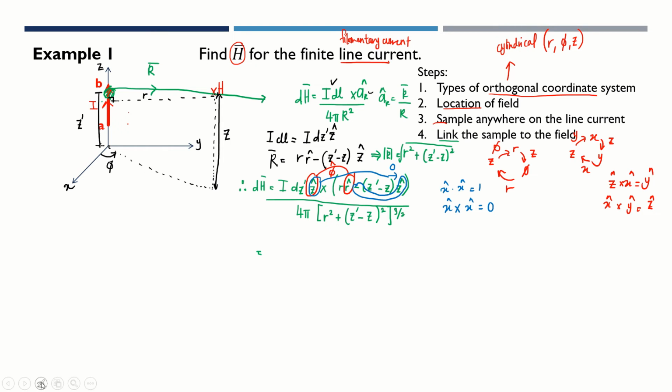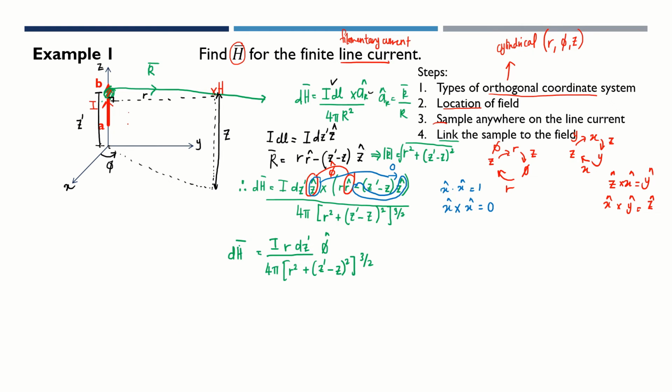So after you solve your cross product, you will get I, R, the R still exists here, dz prime, in the phi direction, over 4 pi times (r squared plus (z prime minus z) squared) to the power of 3 over 2. So this is your dH.